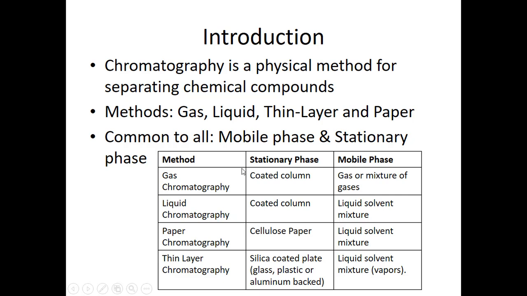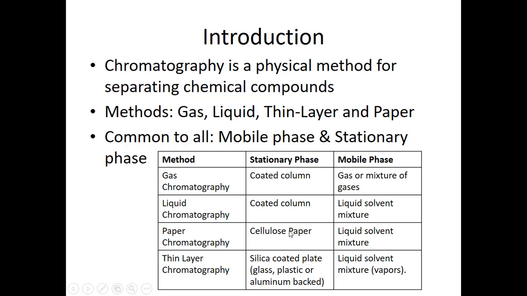For gas chromatography, your stationary phase is a coated column. There's lots of different types of columns that you can use in a gas chromatogram, and then the mobile phase is gas or a mixture of gases. For liquid chromatography, the stationary phase is also a coated column. It's not the same type of column that you use for gas chromatography, but it is a column that's connected to the instrument. And the mobile phase in this case is a liquid solvent or a mixture of solvents, some type of gradient. Paper chromatography, the stationary phase is cellulose paper.